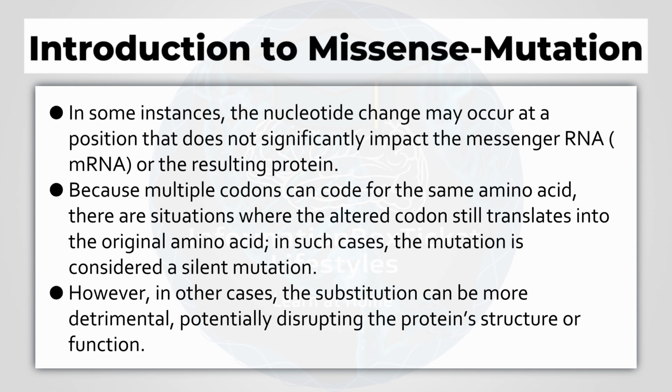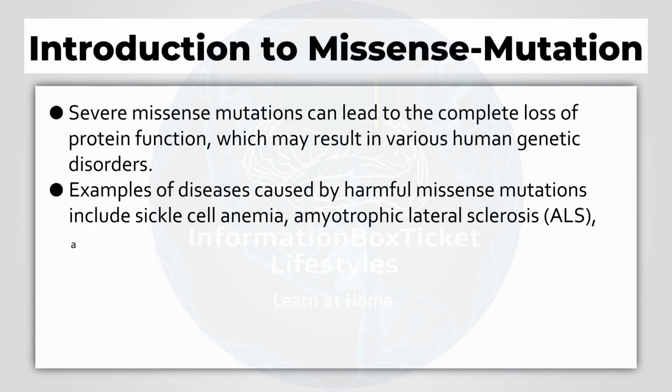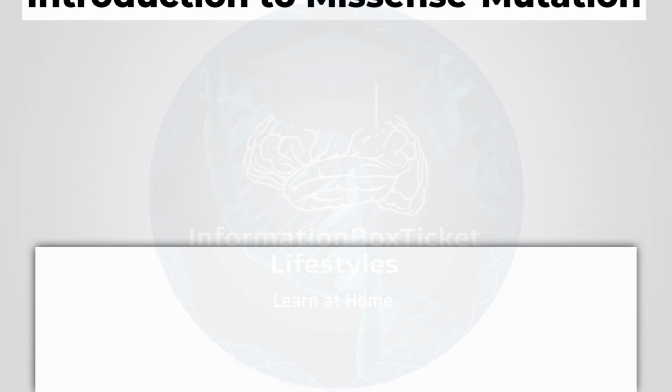However, in other cases, the substitution can be more detrimental, potentially disrupting the protein's structure or function. Severe missense mutations can lead to the complete loss of protein function, which may result in various human genetic disorders. Examples of diseases caused by harmful missense mutations include sickle cell anemia, amyotrophic lateral sclerosis, and epidermolysis bullosa.